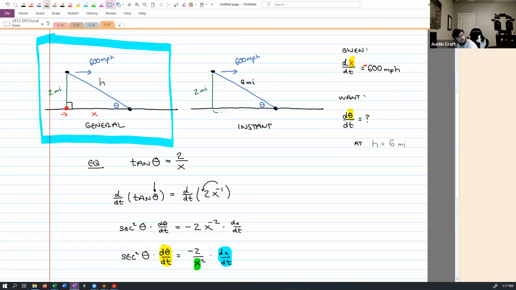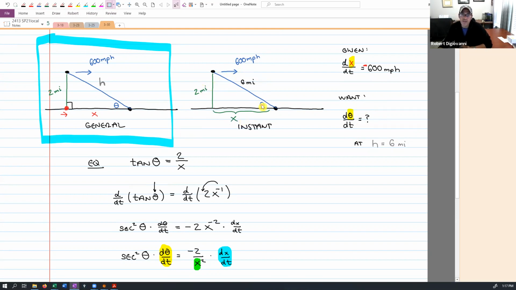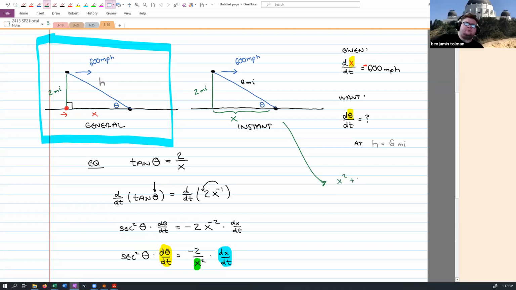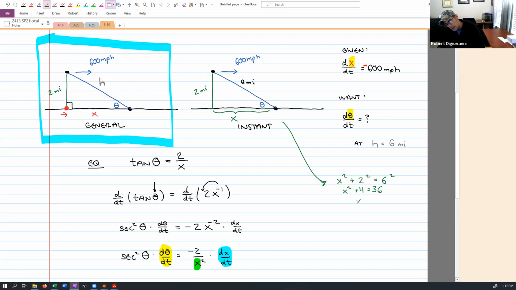Yes. Now we can go to the instant in time and figure out what x is, because we have two sides of a right triangle. Let's go ahead and do that real quick. Let me write it out first. So x squared plus 4 equals 36, and then x squared equals 32. So x is the square root of 32.